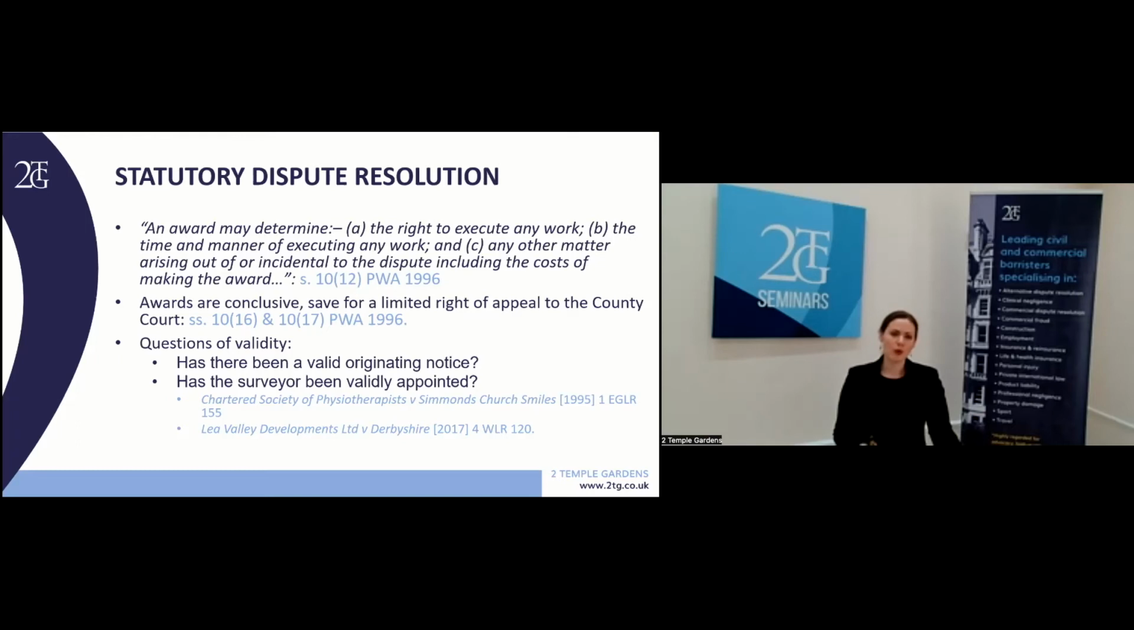To my mind, the more interesting point is the second, whether a surveyor can determine whether their own appointment is valid or whether that would require a declaration by the court. Now, this turns on the proper understanding of the surveyor's role, because if a surveyor is properly characterised as an arbitrator, then they do have the power to determine the validity of their own appointment. However, it seems on balance that this isn't the case.